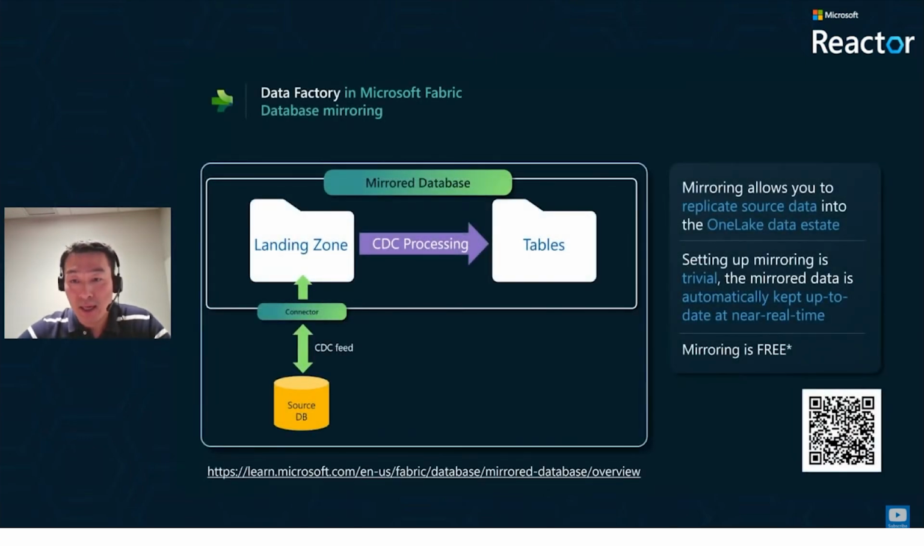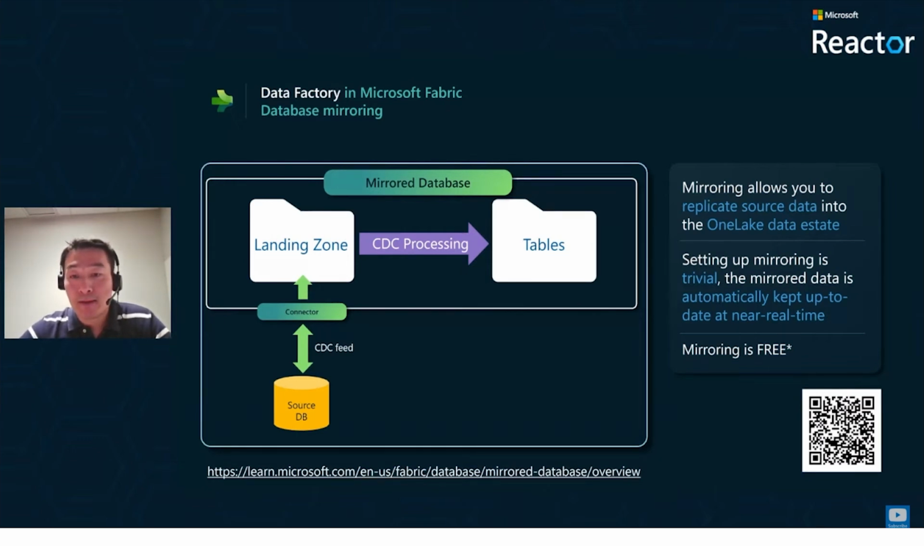Firstly, let's quickly brief on what database mirroring is. As many of you may already be aware, database mirroring provides a turnkey experience to replicate your data to Fabric with near real-time latency. It automatically keeps a synchronized copy of your data in OneLake so that the mirrored database is always up to date with the source. Another key advantage of database mirroring is its cost effectiveness. You will not be charged for storage or compute during the mirroring process.